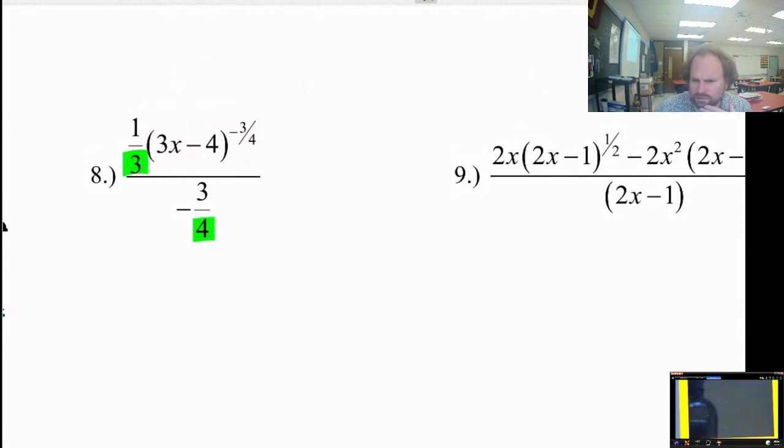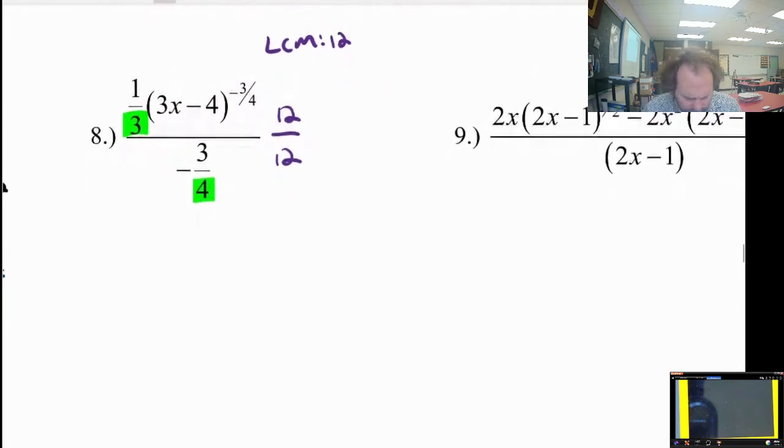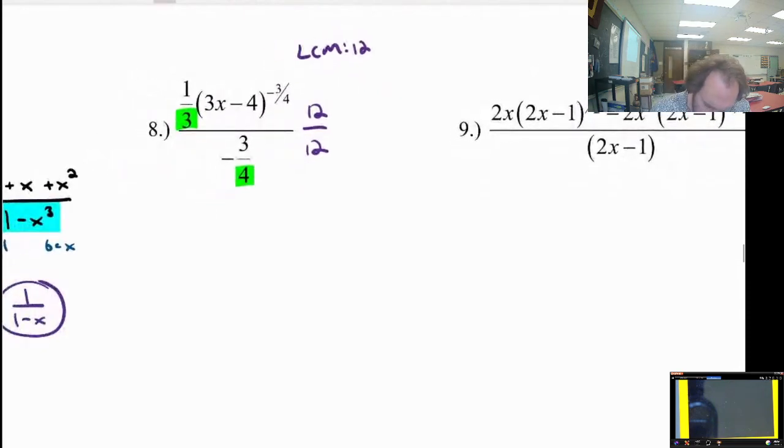Let's try the same process we've been doing. The least common multiple of 3 and 4 is 12. So let's just multiply by 12 over 12 right now. We'll deal with 3x minus 4 to the negative 3/4 later. On the top of the fraction, 12 divided by 3 is 4. So we're going to have 4 times 3x minus 4 to the negative 3/4 power. And on the bottom, 12 divided by 4 is 3, and negative 3 times 3 is negative 9. So this is negative 9 down below.